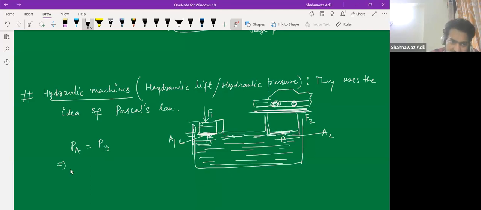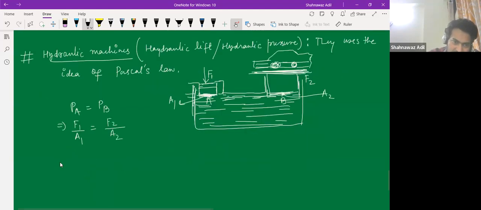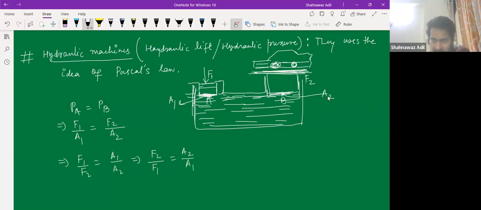And what is the pressure at A point? This is F1 by A1, right? Pressure at B point is F2 by A2, right? So what would be F1 by F2? This would be A1 by A2. So if I write F2 by F1, this would be A2 by A1. And I know that the area of the second thing is larger than the area of this thing, right? So A2 is greater than A1.